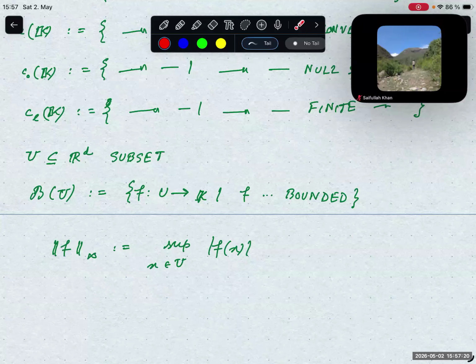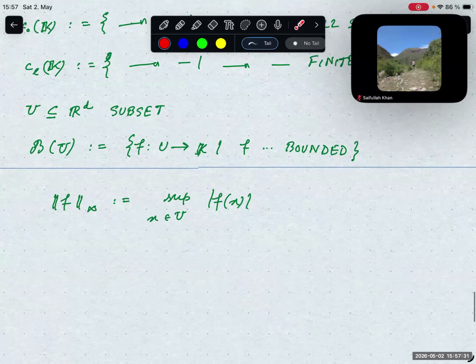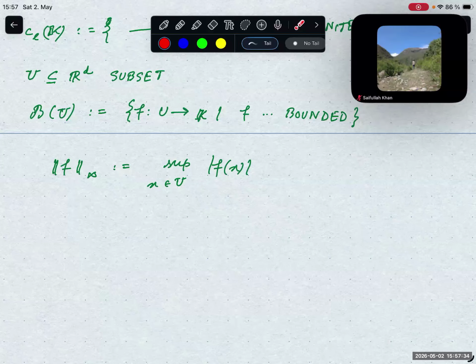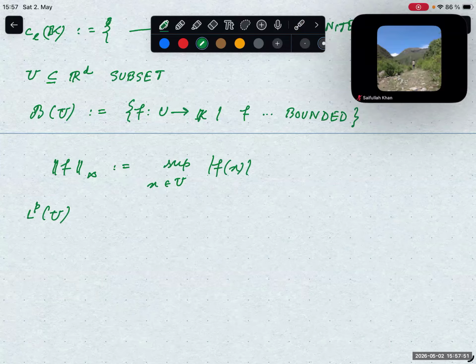Okay. Now, one of the prototypical examples that we encounter in quantum mechanics is the so-called LP space, or Lebesgue measurable space. You can define it quite generally. I am doing it only in R^d so that the requirement for measure theory and real analysis is bare minimum, but you can do it much more generally.